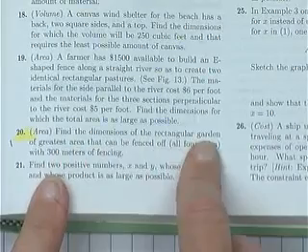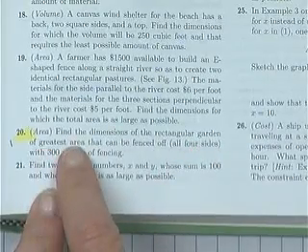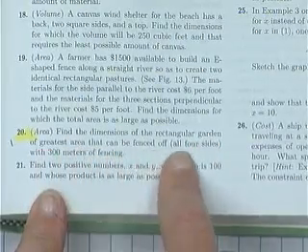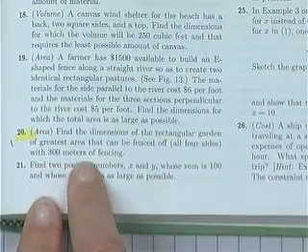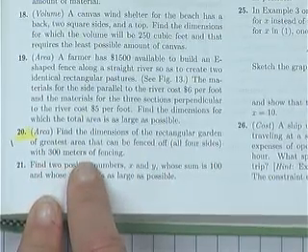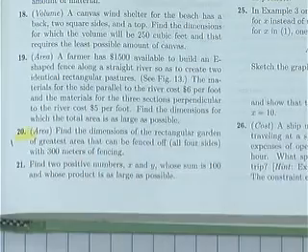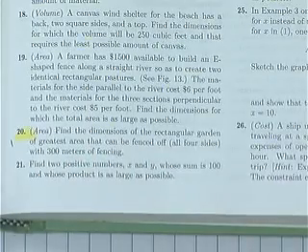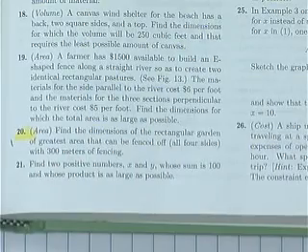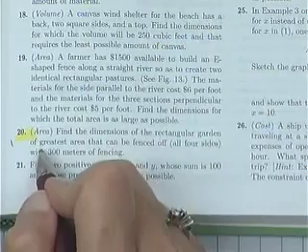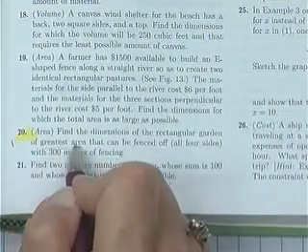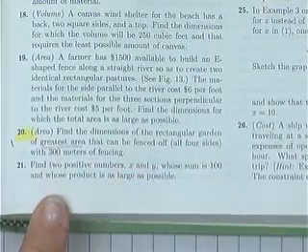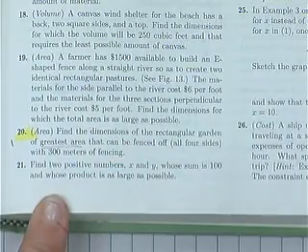Find the dimensions of the rectangular garden of greatest area that can be fenced on all 4 sides with 300 meters of fencing. All right. When you read a problem like this, I highly, highly recommend that you first focus in on what it is you need to maximize or minimize. What do I need to maximize here? Area. So I've got to come up with a formula for area.